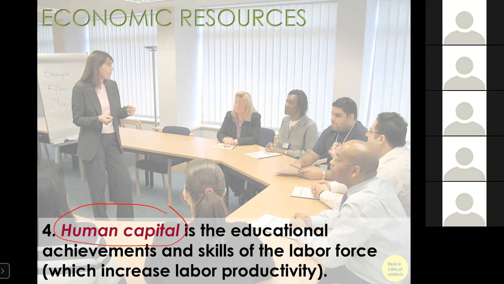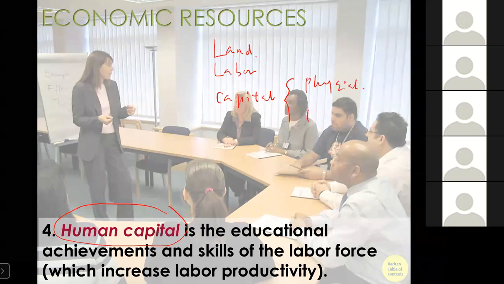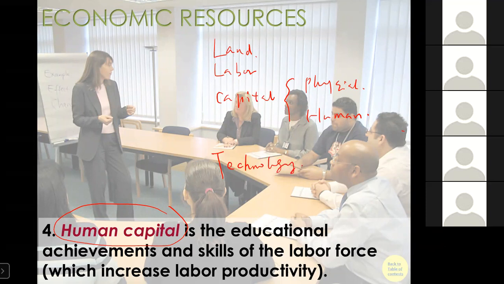To summarize, we have four resources: land, labor, capital. And for capital, we have physical capital and human capital. And finally, we can push our frontier through technology or technological advance. So those are the things essential to economic growth, or those are the things that can push the economic frontier and eventually bring us prosperity, bring us economic growth.